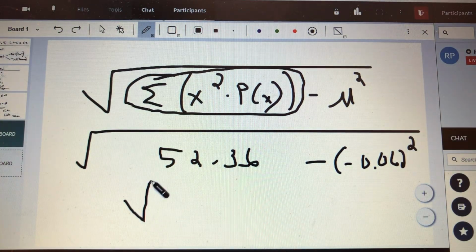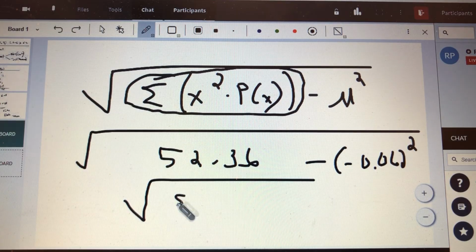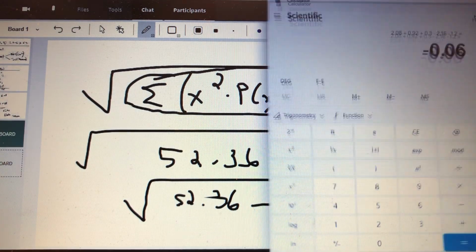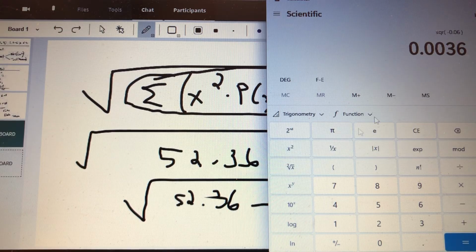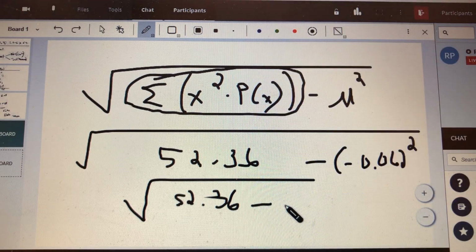Square that, and that's how you get this positive 0.0036. So it's 52.36 minus this minus. Don't try to change this double negative to a plus, because the second negative gets squared and turns into a positive. And becomes, did I do it here? No. But see, if I hit squared here, it correctly makes it 0.0036. Some calculators do it correctly, but others will literally follow the order of operations.